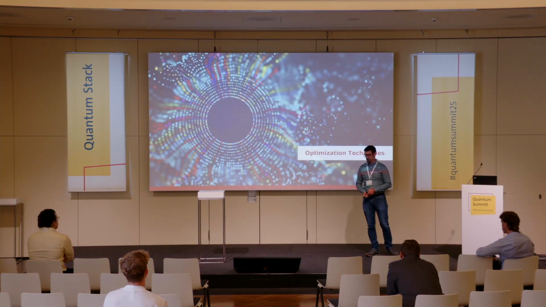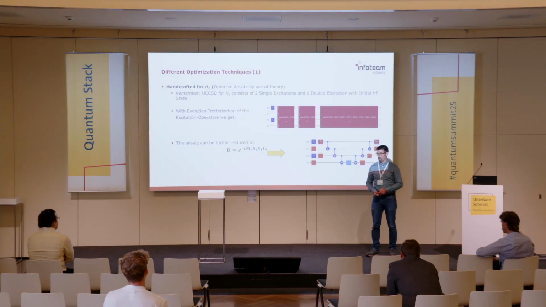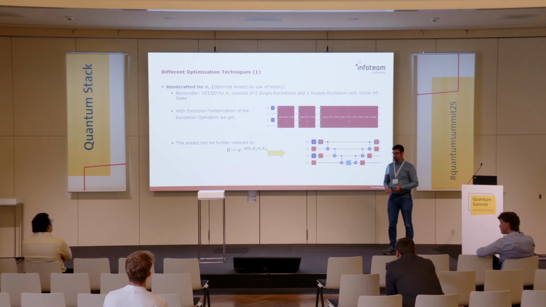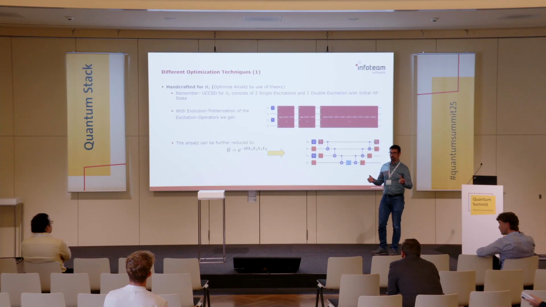So, some optimization techniques to reduce our ansatz depth and size. The first one is handcrafted. So we go here and construct our ansatz by hand. We know H2 has 2 single excitations and 1 double excitation.